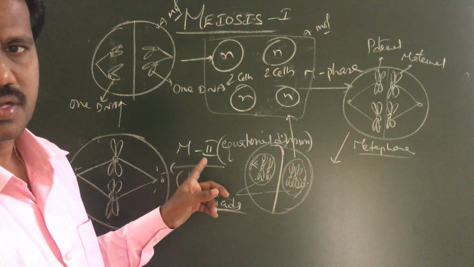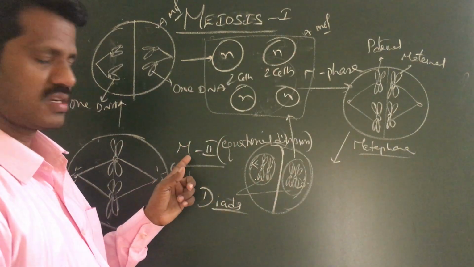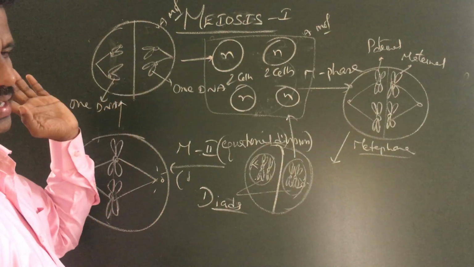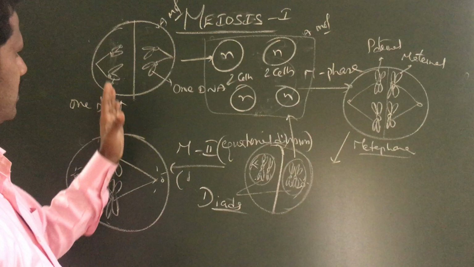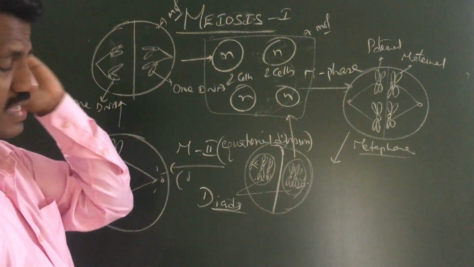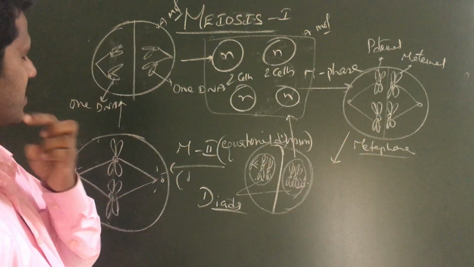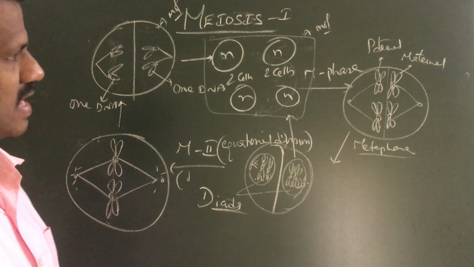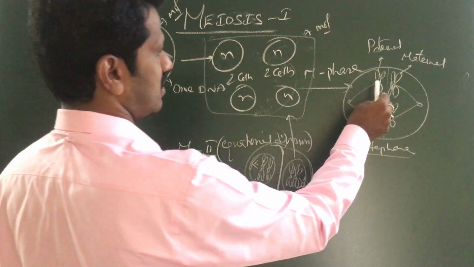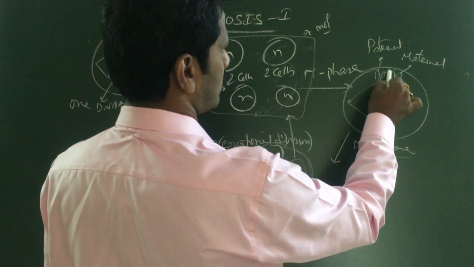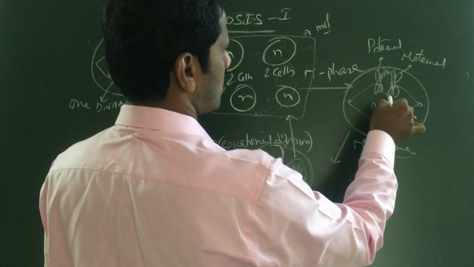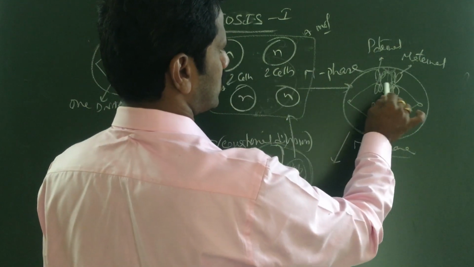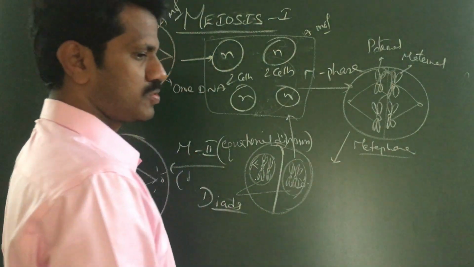Whereas meiosis 2 is an equational division. In equational division, the chromatids separate and both cells are formed equally. So we call that an equational division. Whenever the chromosomes form a pair, they undergo crossing over. Homologous chromosomes undergo crossing over. One paternal and one maternal, both are called homologous chromosomes.